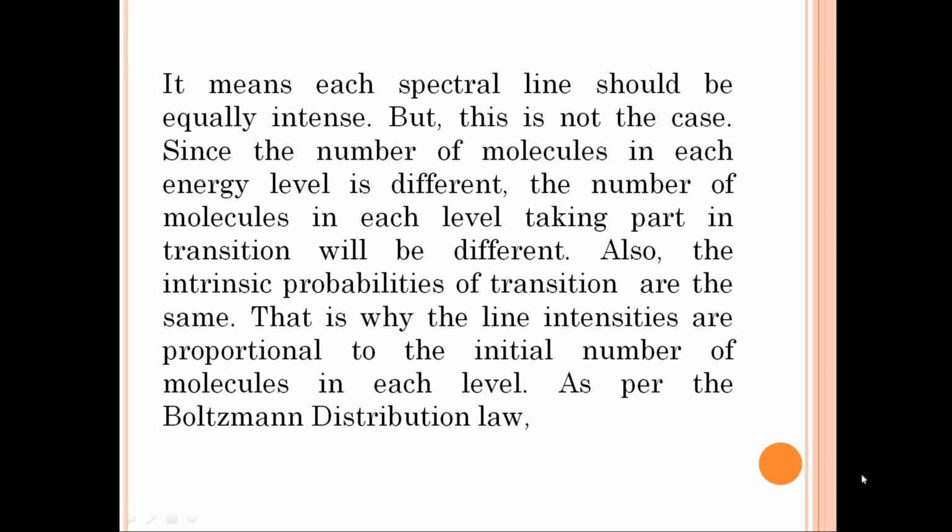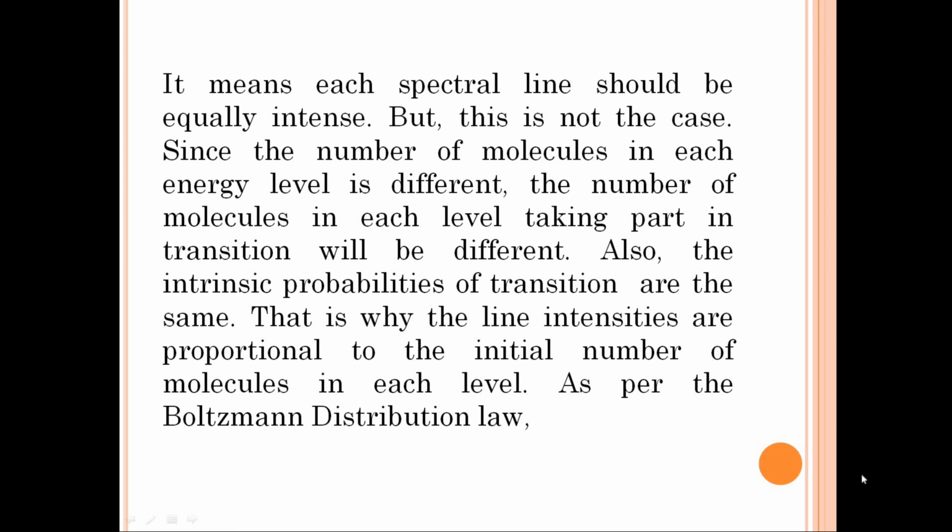It means each spectral line should be equally intense. But this is not the case, since the number of molecules in each energy level is different. The number of molecules in each level taking part in transition will be different. Also, the intrinsic probabilities of transition are the same, but the lines have different intensities. The reason is decided by the population of the molecules in each level, and that is guided by the Boltzmann distribution law.